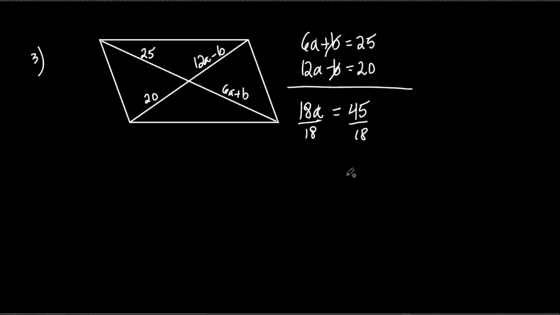12a minus b equals 20, or 12a minus b right here. I'll show you what we're going to do. We're just going to put it in a calculator and get a decimal. It doesn't come out perfectly even, but it does come out to 2.5. So that's what a is equal to. Now, how in the world do we find b? Plug it in. Plug it in where?